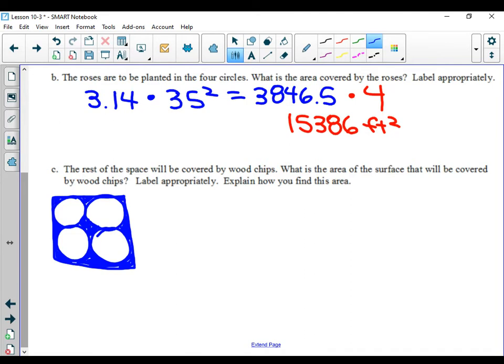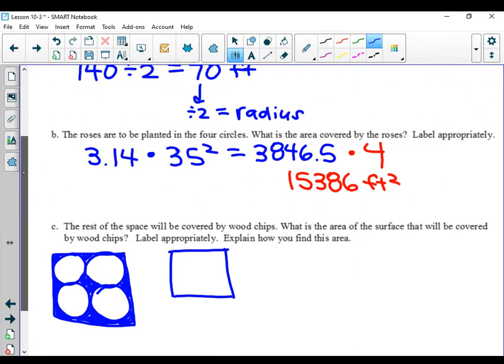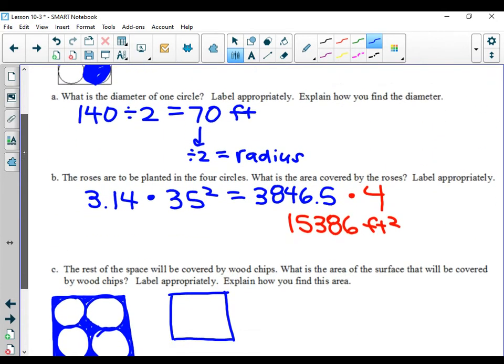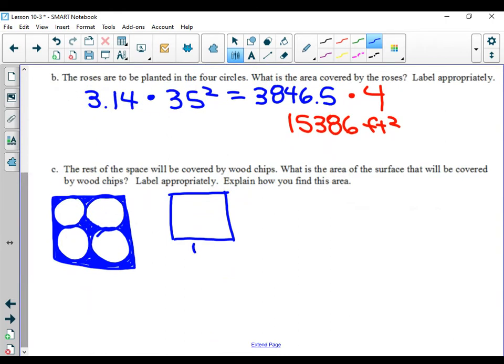Area of what? The square, right? My garden started as a square before I planted anything in it. What do I know about the square? If one side's 140, they're all 140. So how am I going to do the area of that? Times them together.